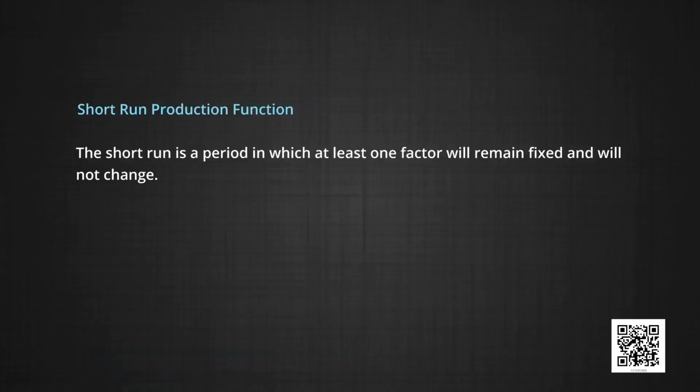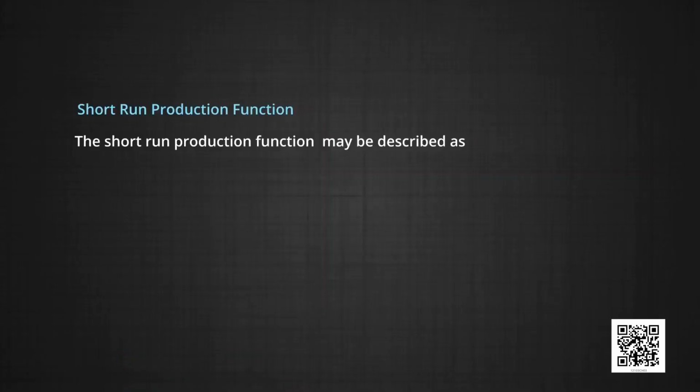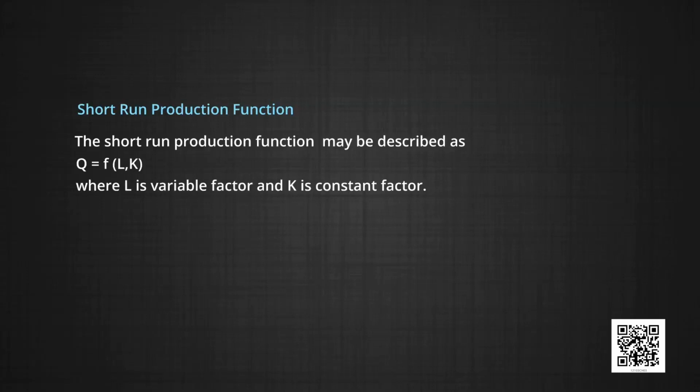The short run is a period in which at least one factor will remain fixed and not change. Production can thus only be increased by using more of the variable inputs. So, in the short run, production takes place with the help of a fixed factor and a variable factor. The short run production function may be described as Q is equal to f of L and K, where L is typically a variable factor and K is usually the constant factor.